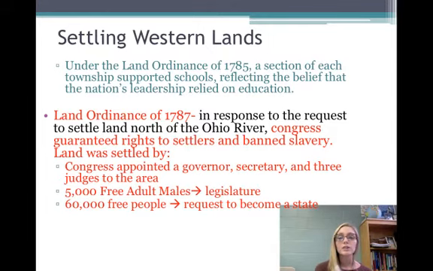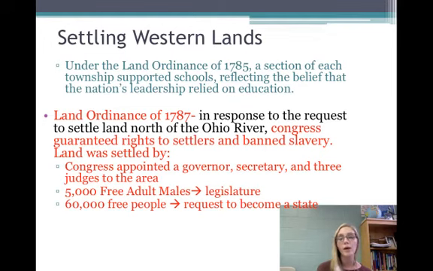Under each section, townships supported schools and reflected the belief that the nation's leadership relied on education. So here we start to see education as a very important part of the American idea system. We had another land ordinance in 1787 that responded to a request to settle land north of the Ohio River.